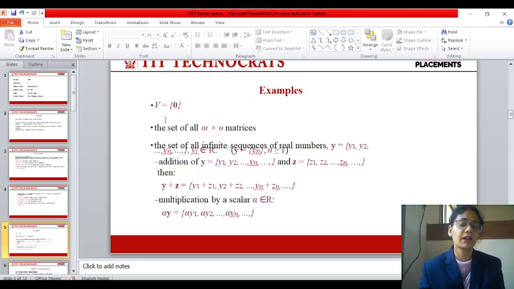Then there are a few examples of a vector space. The first is a vector space which has only the 0 element. Then next is the set of all m by n matrices. So any set of matrices whose dimensions are m comma n, which means it has m rows and n columns, could be considered a vector space of matrices.